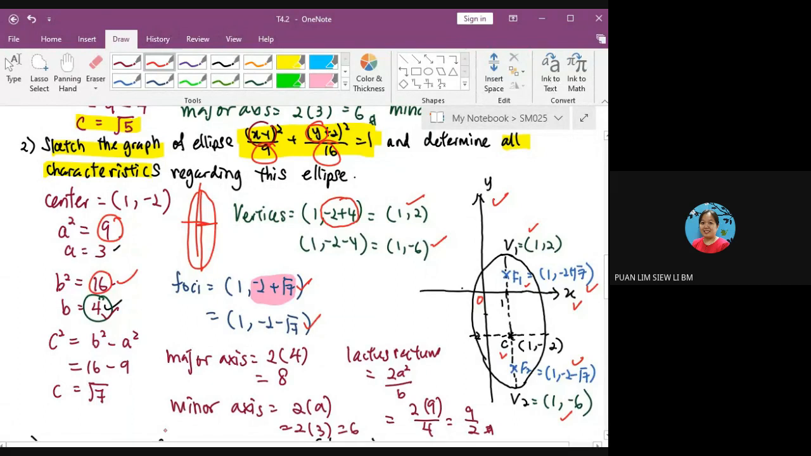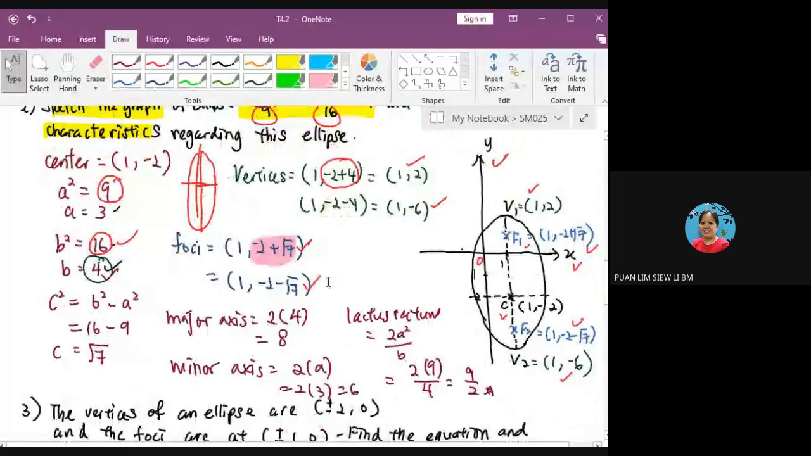Dah. Dah ke? Dah siap? Dah, sign Miss. Ada masa? Sudah, Miss. Okay, so kita ke nombor 3.